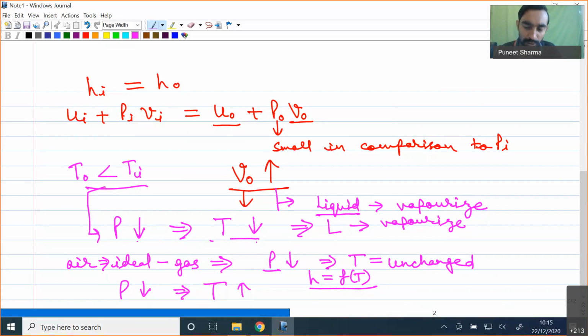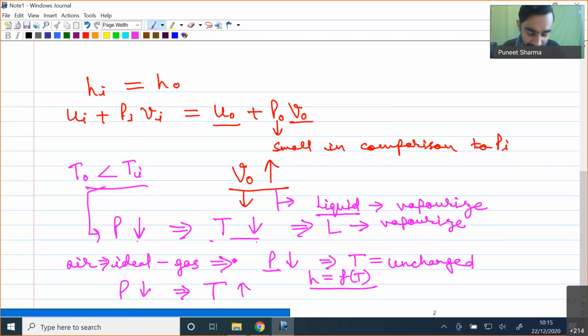To understand that effect, we require the knowledge of a few more parameters, a few more properties which come into the picture after the knowledge of the second law of thermodynamics. So once we are able to explore these other properties required to explain the Joule-Thomson effect, we will see the concept of the Joule-Thomson coefficient, which explains why upon decrease of pressure, in some cases temperature decreases, in some cases it remains unchanged, and in some cases temperature also increases.